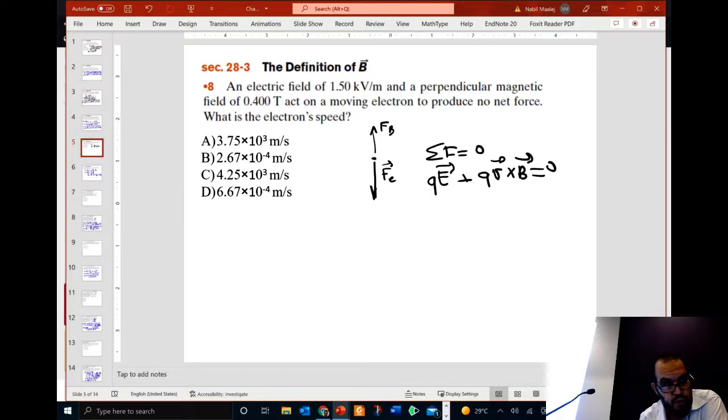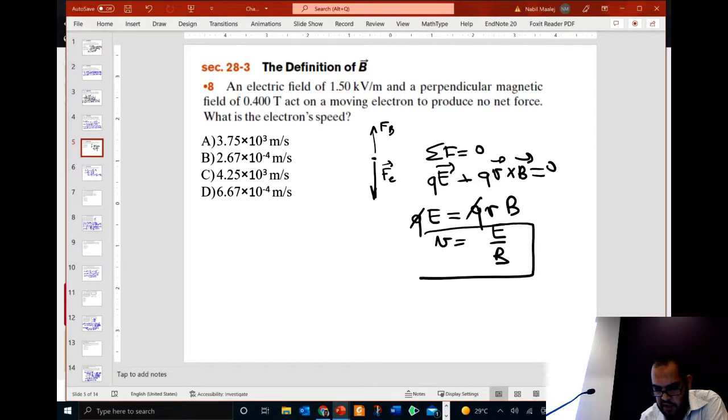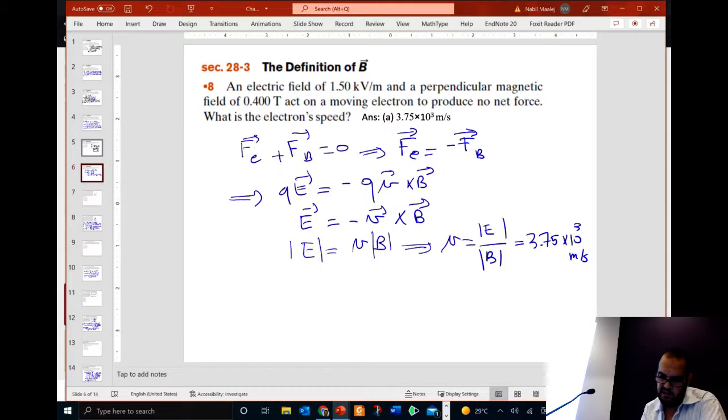For this to be true, the magnitudes have to be equal. So QE is equal to QVB. Q's will cancel, and you get V is equal to E over B. So this is the velocity selector equation, and in this case you find V is equal to 3.75 × 10^3 meters per second. Clear? Next problem.